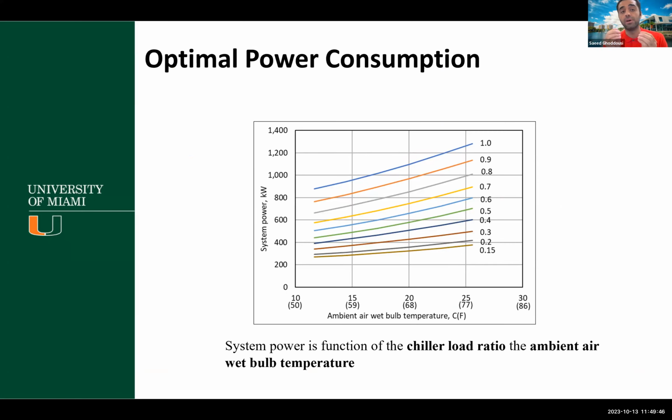Also, in this slide, here is the optimal power consumption based on ambient air wet bulb temperature, and you can see that the total power consumption, the energy consumption of the cooling system, is a function of the chiller load and also ambient air wet bulb temperature.